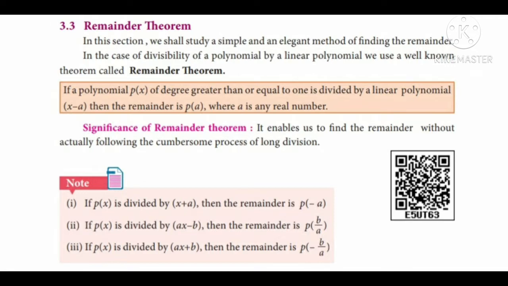Remainder theorem statement: if a polynomial p of x of degree greater than or equal to 1 is divided by the linear polynomial x minus a, then the remainder is p of a, where a is any real number. You know that a real number means any number, positive or negative, fraction as well as decimal; everything comes under the real number.